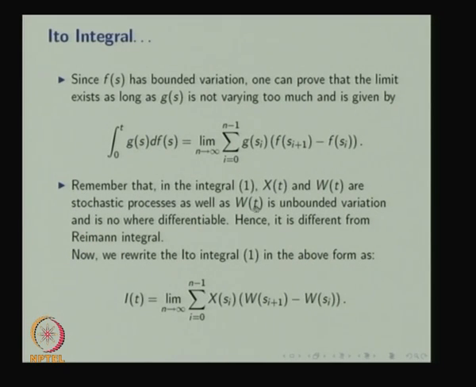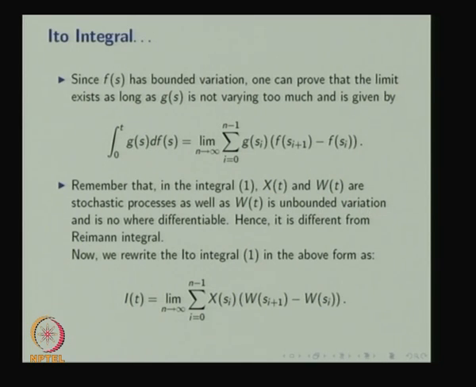Whereas in our Ito integral, X_t and W_t are stochastic processes, and W_t is of unbounded variation and nowhere differentiable. So that's the difference between the Riemann integral and the integral we are now discussing, that is the Ito integral. The integrand is X of t, and the integration is with respect to W_t, where W_t is of unbounded variation as well as nowhere differentiable.